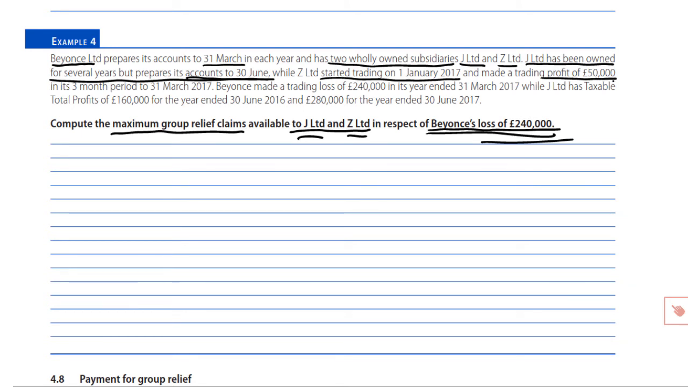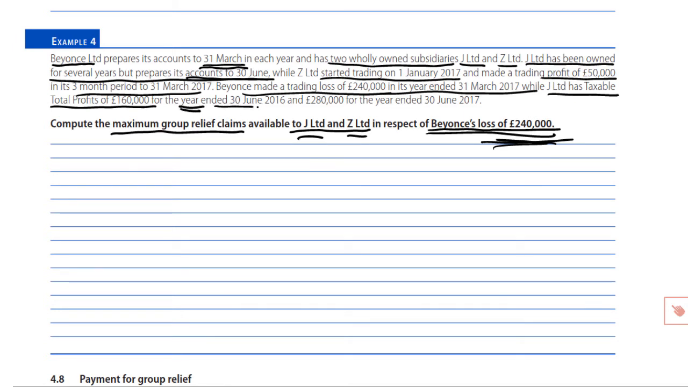So it therefore has only been trading for 3 months within what was Beyonce's year ended the 31st of March 17. It made the trading profit for its 3 months to March 17. Beyonce made a trading loss of 240, yet we know that, and that's in its year ended 31st of March 17. J Limited has a taxable total profit of 160,000 for the year ended 30th of June 16 and £280,000 for the year ended 30th of June 17.